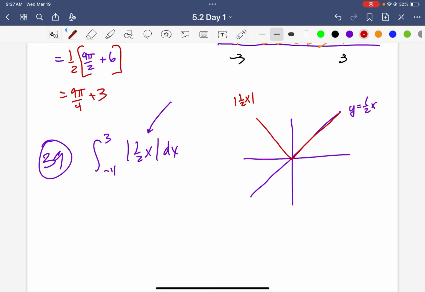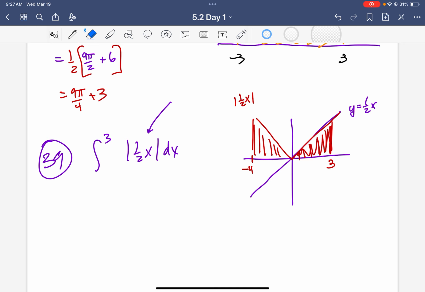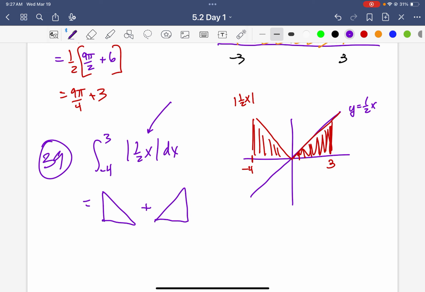And it wants to know from -4 to 3. So it wants us to go from -4 all the way over to 3, right? So to find all that area, when I look at it this way, we know that any time in math or science, you should be drawing a picture, and we see how now this answer, if you have a picture, just falls out. So what I've got is one triangle plus another triangle.